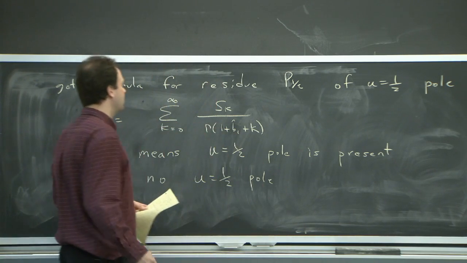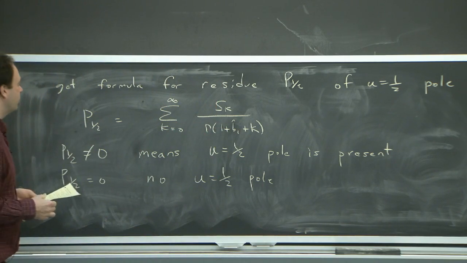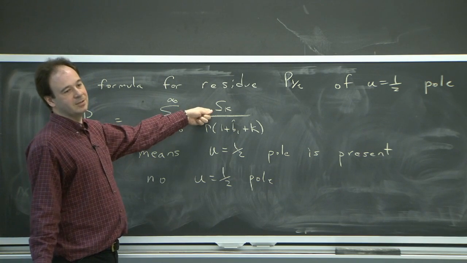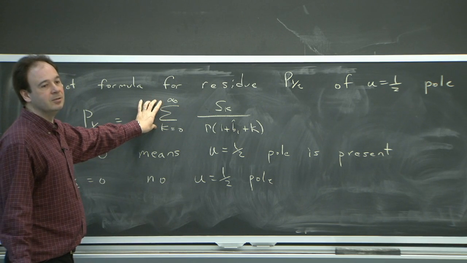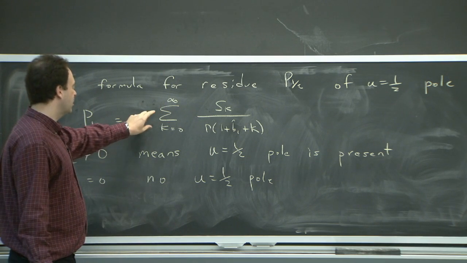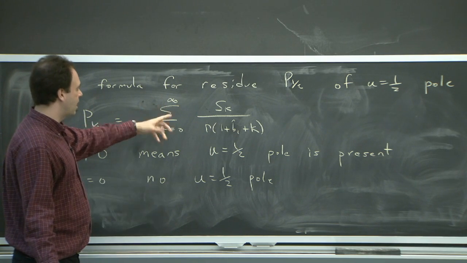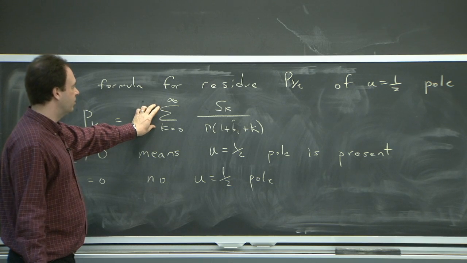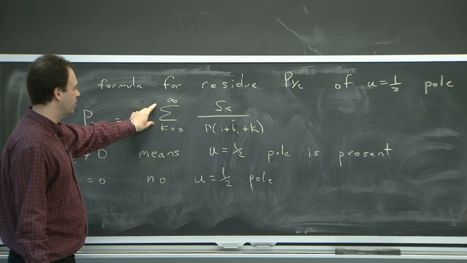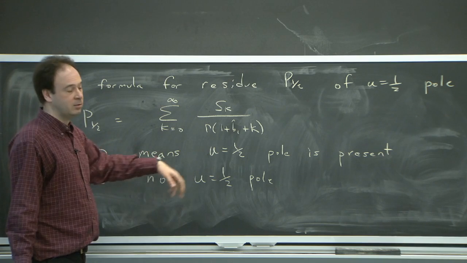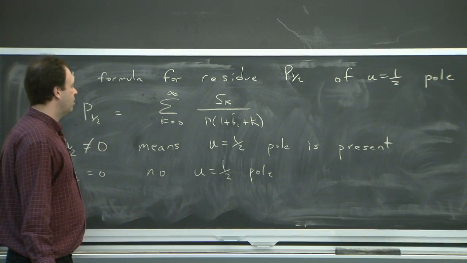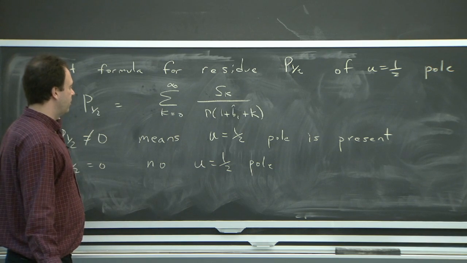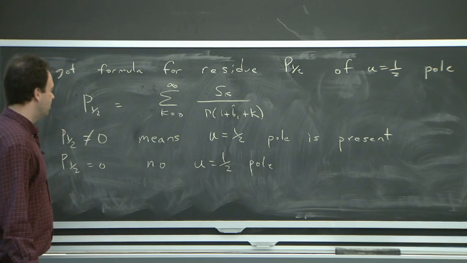Now, in practice, you don't have an all-orders result. You only know a finite number of these S's. So what you actually do is you look at this series and try to figure out where it's converging to. But even with the knowledge that we have of the series, for example for the B quark mass, you can very quickly see that it has a u equals a half pole. And you can even do some error analysis by varying some things and get some idea of the theoretical uncertainty from higher order terms in the series.